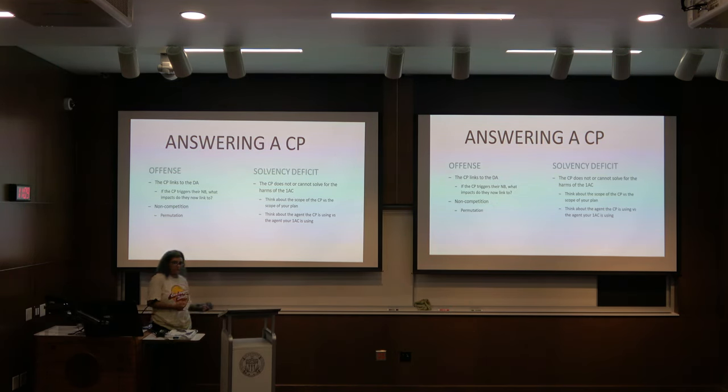Does that make sense? So you should think about the scope of the counterplan versus the scope of your plan, and the agent the counterplan is using versus the agent that you're using. These are all things to take into account. You can make a comparison and a contrast of the counterplan and the affirmative plan. I will tell you that in this case, the CP and the app that you're going to be running are basically the same thing. They have a slight nuance to them, and that's for you in the debate to flesh out, to discover, to figure out the best way to prove that they do not solve.